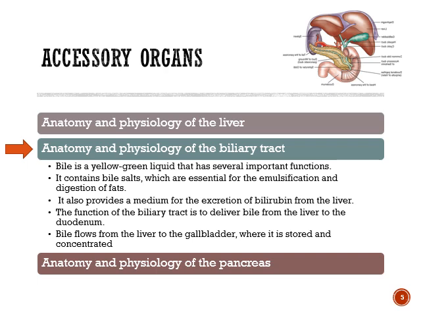Bile is a yellow-green liquid that has several important functions. It contains bile salts, which are essential for emulsification and digestion of fats. It also provides a medium for excretion of bilirubin. Now, bilirubin, yellow, right? Jaundice from the liver. The function of the biliary tract is to deliver bile from the liver to the duodenum. Bile flows from the liver to the gallbladder where it's stored and concentrated.